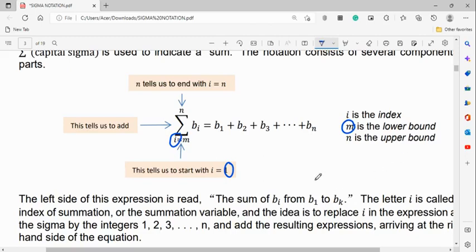Siyempre, hindi mo na gagayahin yung M as a representation of the lower bound. Okay? And your end, no, is N, where N is the upper bound. So in here, you start from 1. For example, you let this be 1. Then you will have B sub 1 plus B sub 2 plus B sub 3 plus up to B sub N. Okay?